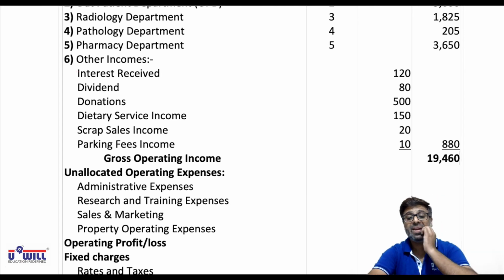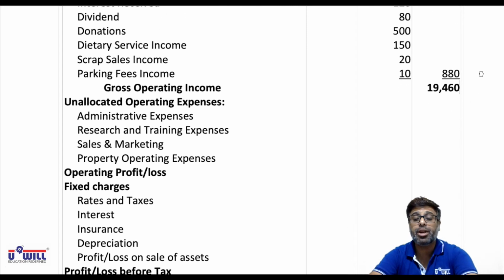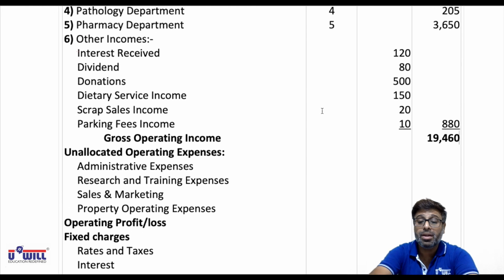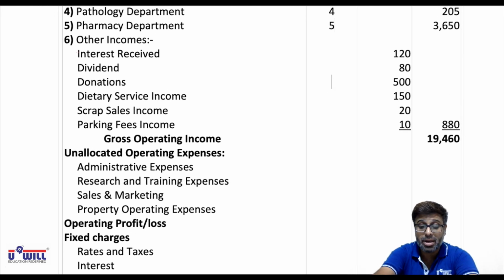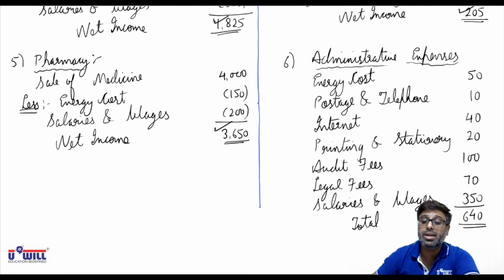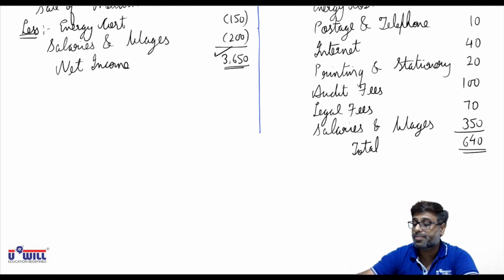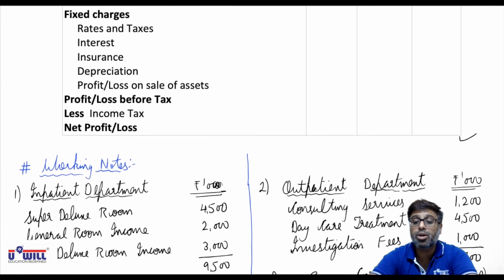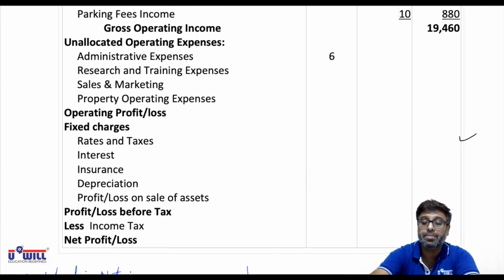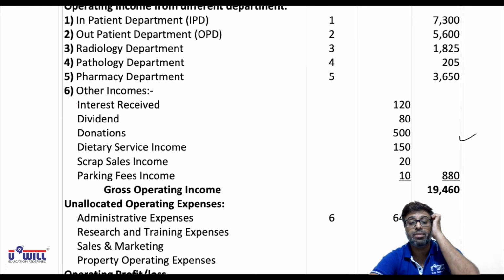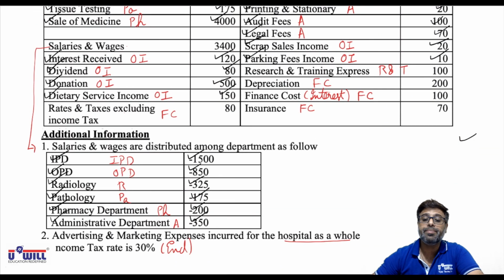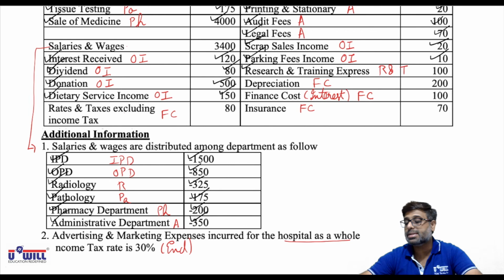Okay. Now from that we'll minus the unallocated operating expenses. So we get note number 6 for administrative expenses. What are the administrative expenses? Total we get over here is 640. Okay, total administrative expenses 640. So here we'll record 640. Then research and training we will directly get from the question, 100. Research and training is 100.